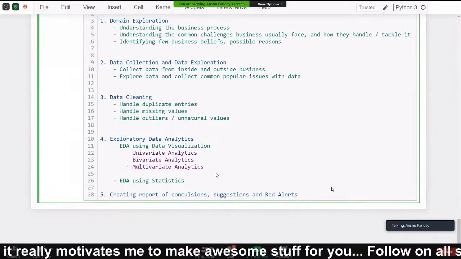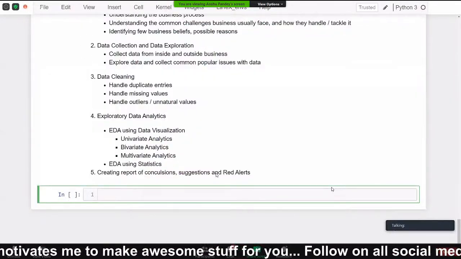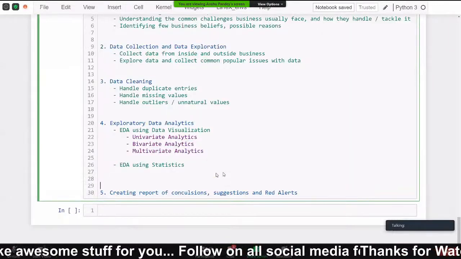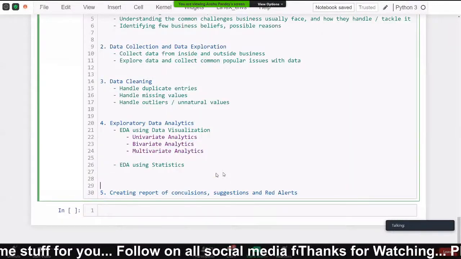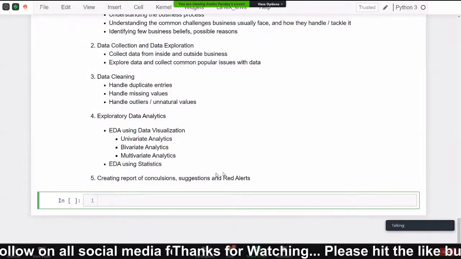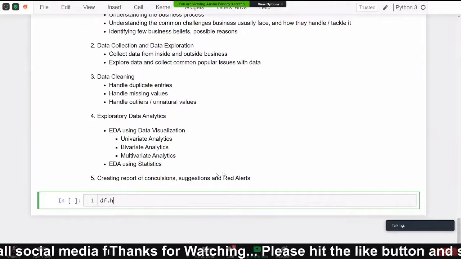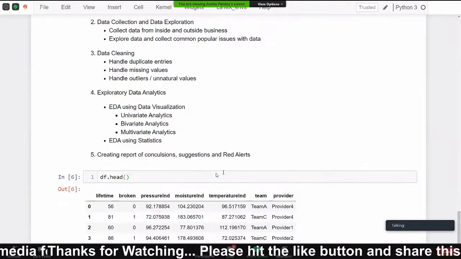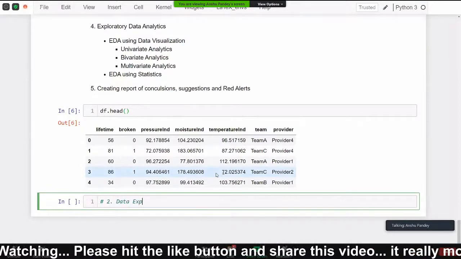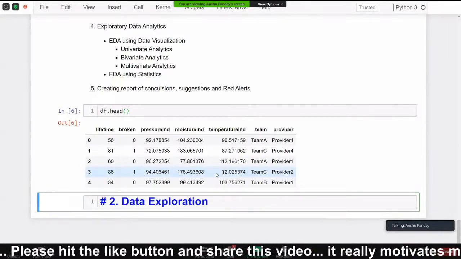That's the idea. Right. So here we go. We already loaded the data, as you already know. We have the data set as df. We're going to start with step 2, called data exploration, and we'll be done with collection here.